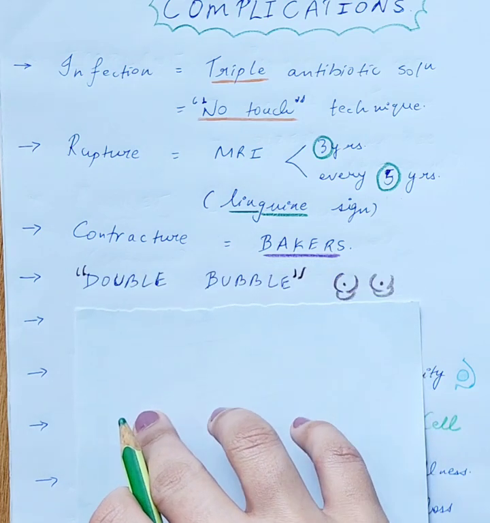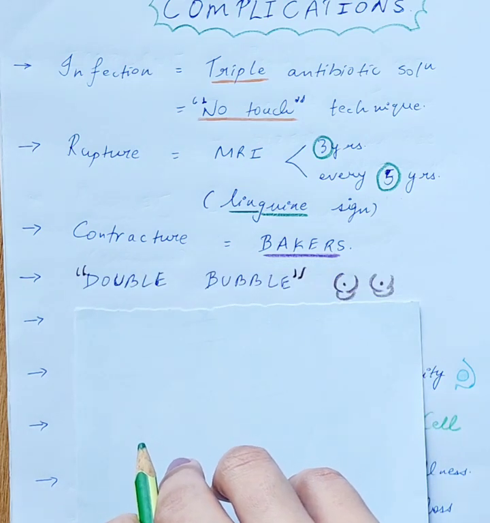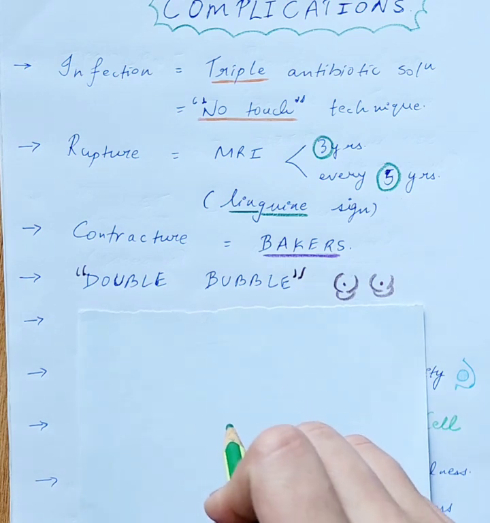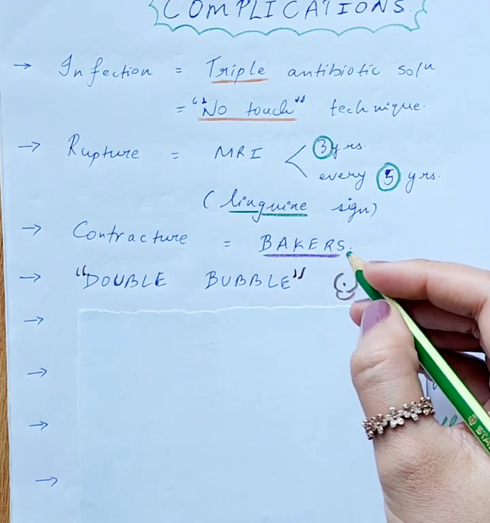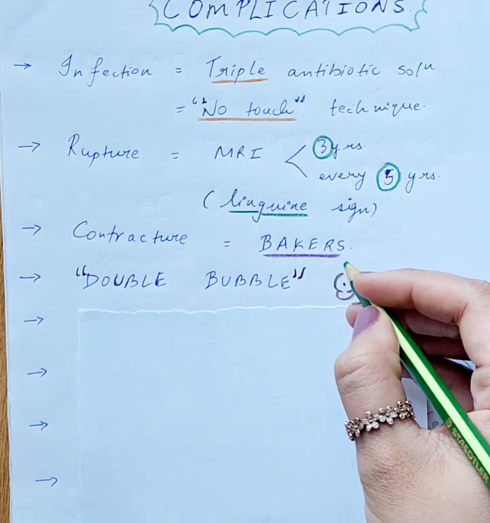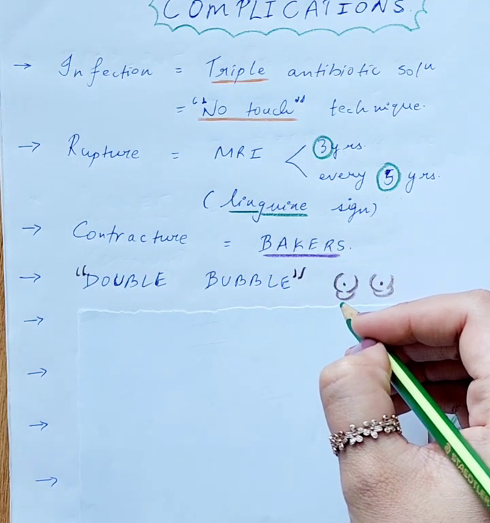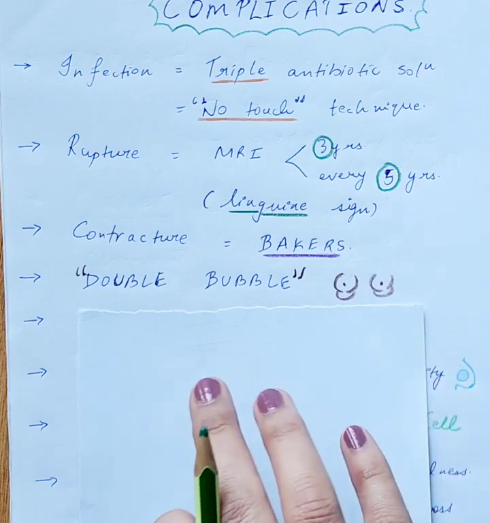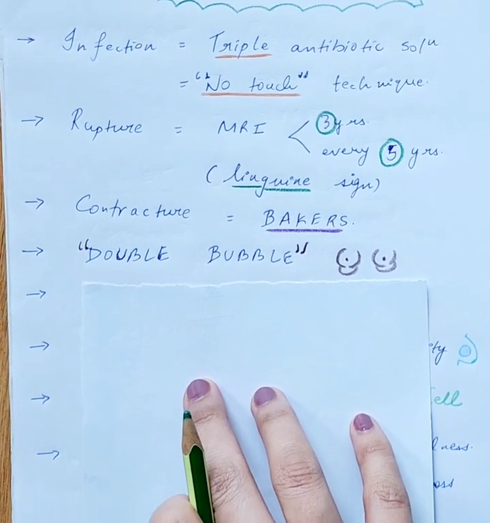Then is the double bubble deformity, as we have seen in the previous video as well. When the IMF is not secured and the implant moves downward, you can see the breast and the implant as two separate entities, which is known as the double bubble deformity or sign.